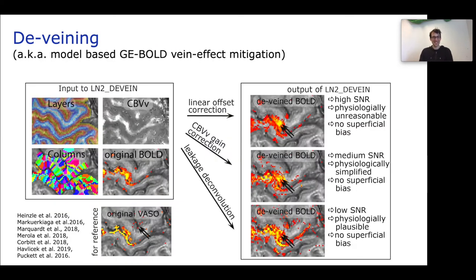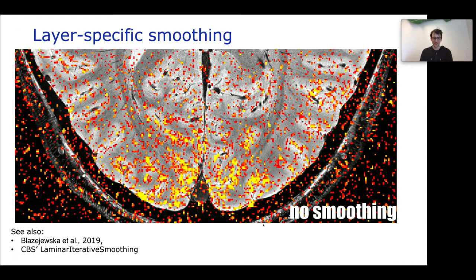LayNii also contains deveining tools using model-based approaches to minimize draining effects in gradient echo BOLD data. Using these previously described and published formalisms to convert the gradient echo BOLD data into signal maps that look closer to non-BOLD contrast, especially reducing the superficial draining vein bias.